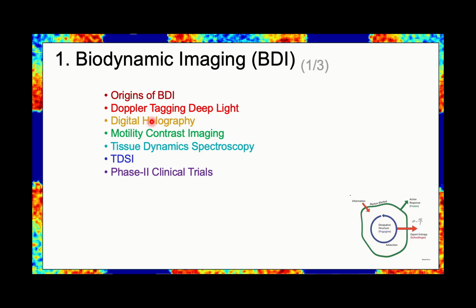deep inside of tissue. We do coherent detection through holography, and we perform motility contrast imaging and also tissue dynamic spectroscopy. We can even do higher resolution spectroscopy, TDSI, and then also at the very end, I'll just mention briefly some phase 2 human clinical trials that we've completed using biodynamic imaging as a way of looking at properties of cancer.